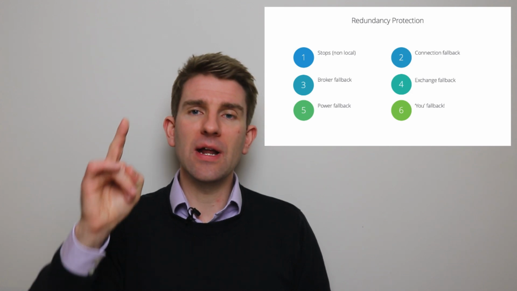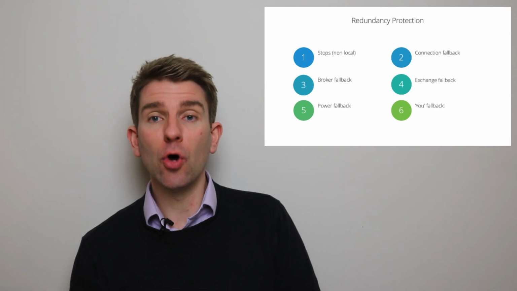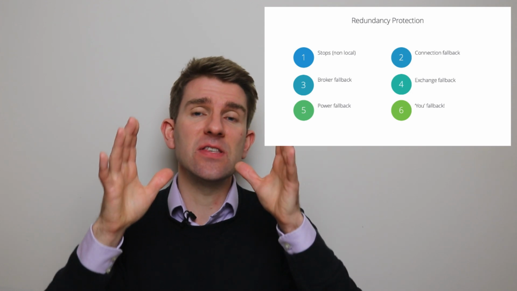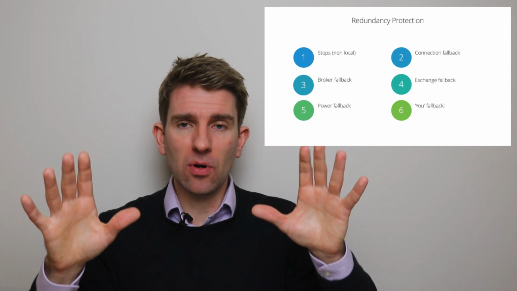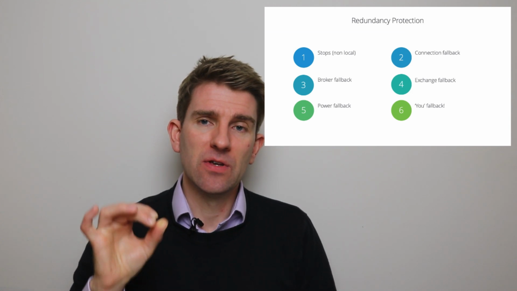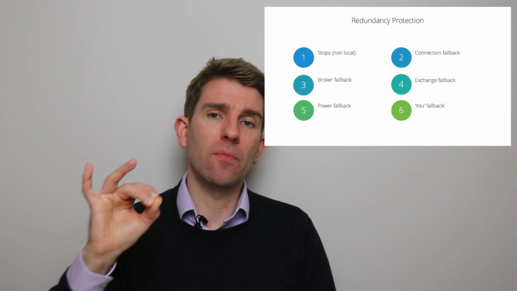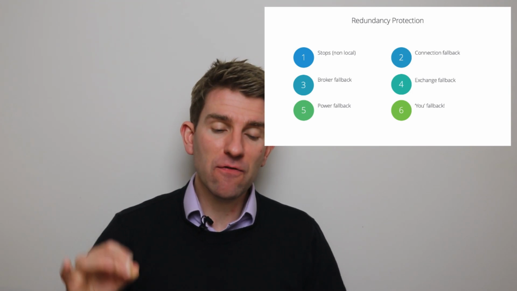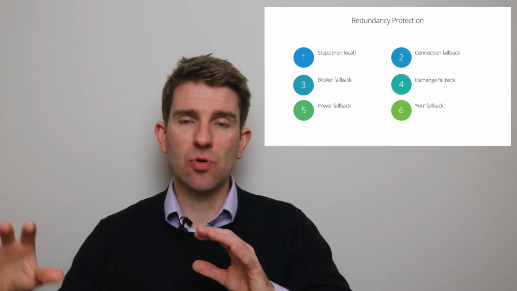So number 1 is stops. And I've put non-local here. What do I mean by that? So what I mean by that is that you have a stop loss not situated on your local machine. So you have your stop loss with a broker on the exchange or somewhere, so that if your machine goes down, you're still coming out of the position.